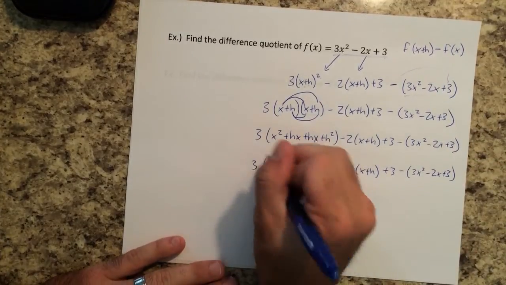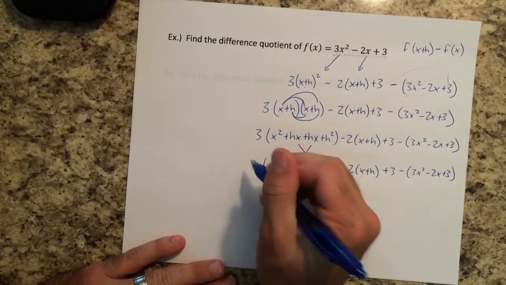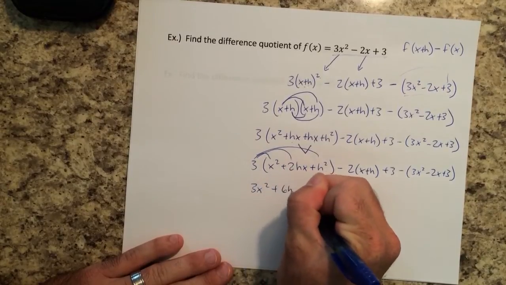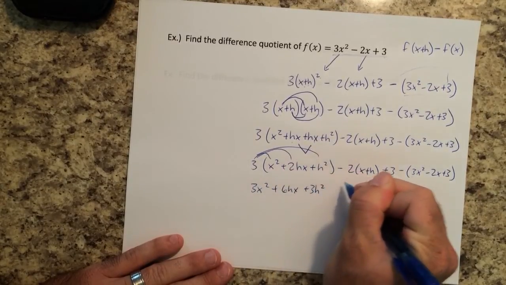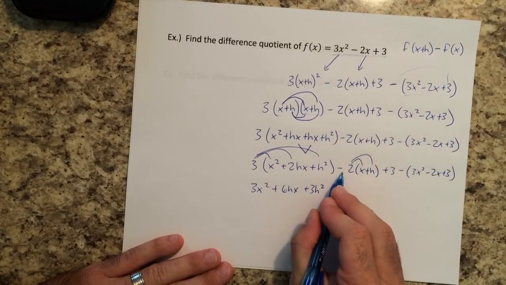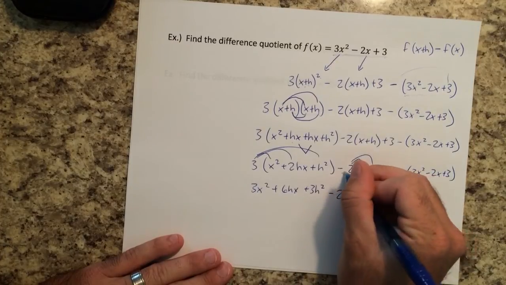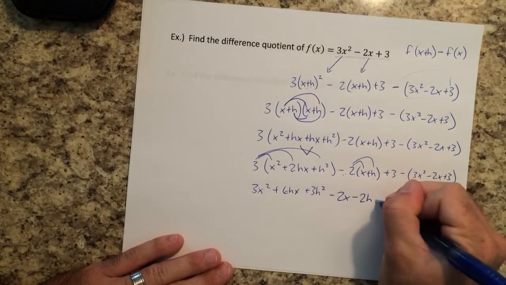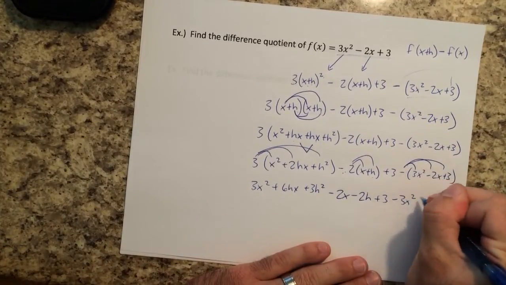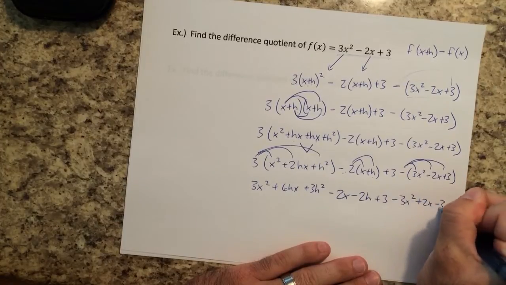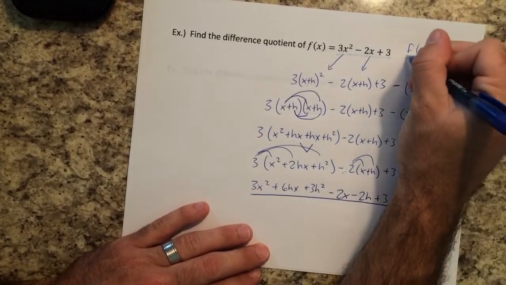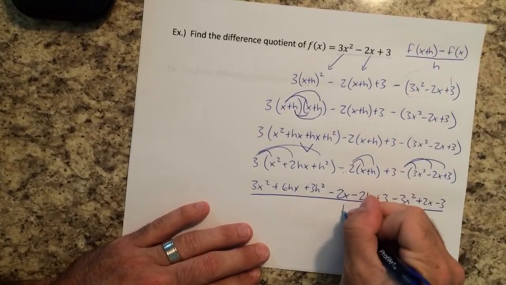Okay, so finally, after I've done my full and combined like terms, now I get to distribute my 3. So that gives me 3x squared plus 6hx plus 3h squared. I get to distribute my 2, and it's kind of negative 2, so that gives me a negative 2x and a negative 2h. And I get to distribute my negative sign, so that gives me minus 3x squared plus 2x minus 3. Okay, and remember this was all over h, so the last part of my function was dividing it by h.